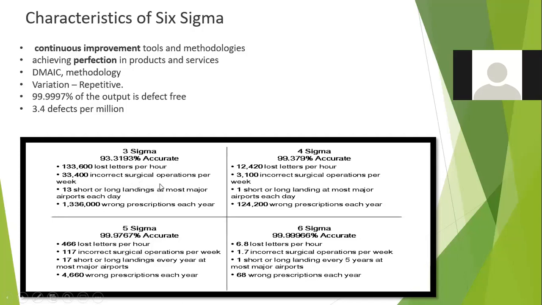We'll take surgery as an example. At 3 sigma level quality, you can do 33,400 incorrect surgeries per week. If you come to 4 sigma level, it is 3,100 incorrect surgical operations per week. If it is 5 sigma, that is 117 incorrect surgeries. 6 sigma is about 1.7 incorrect surgical operations per week.